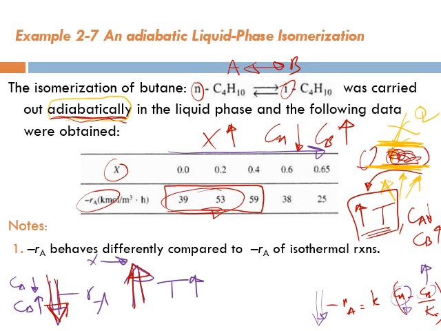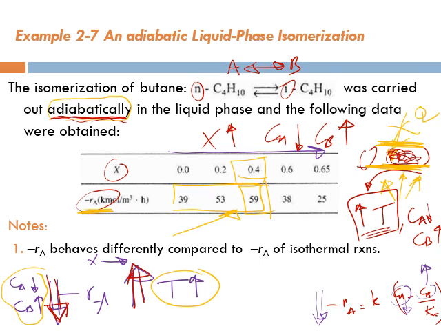Apparently, at the beginning of the reaction, as the reaction progresses, the effect of the increase in temperature on the rate of reaction is more than the effect of the change in concentration. Therefore, the rate of reaction increases. So it keeps increasing until it reaches a maximum value at a conversion of 0.4.